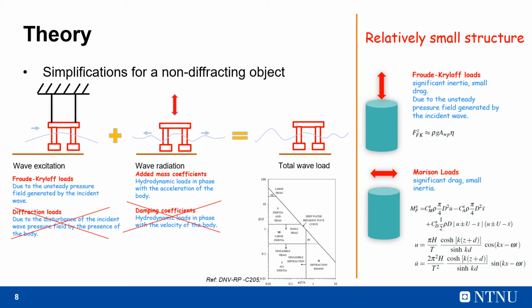Now, depending upon the contributions from inertia and drag, if there is significant contribution from inertia, as in the case of the heave motion of the cylindrical buoy, we may approximate the wave loads using Froude-Krylov loads. However, if the drag is significant and inertia is small, then we can use the Morison equation to approximate the wave loads.